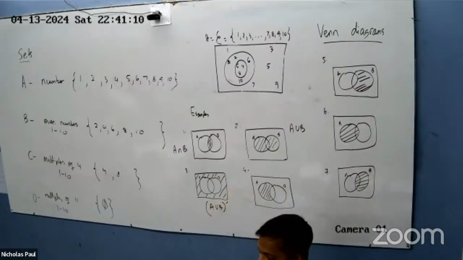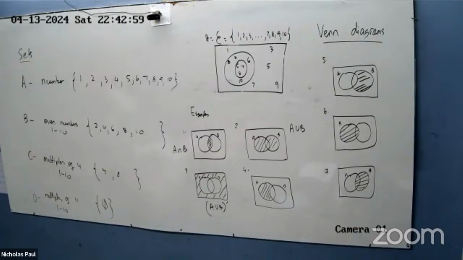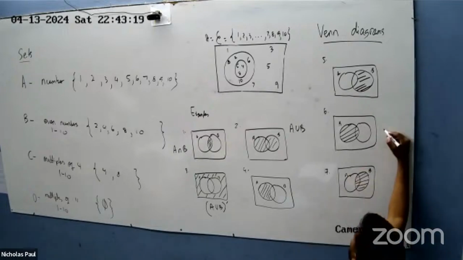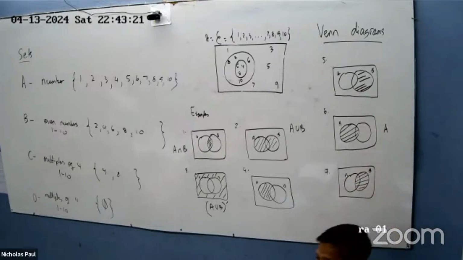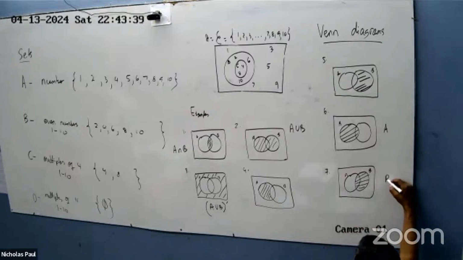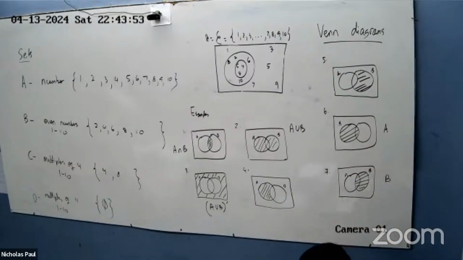Very good. If you had a guess, Megan, what do you think number 6 is? Look at what's shaded. Yes, Megan, it's just A. Right? Only A shaded. So the answer is just A. Hamlet had number 7. Hamlet said B. Very good. And thanks for answering, Hamlet. Anybody want to try 4 and 5?